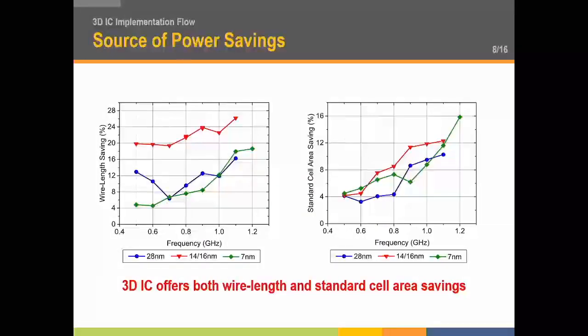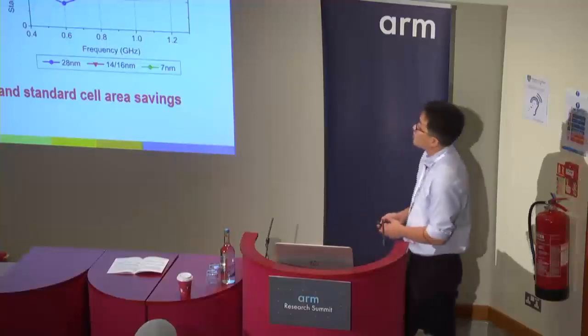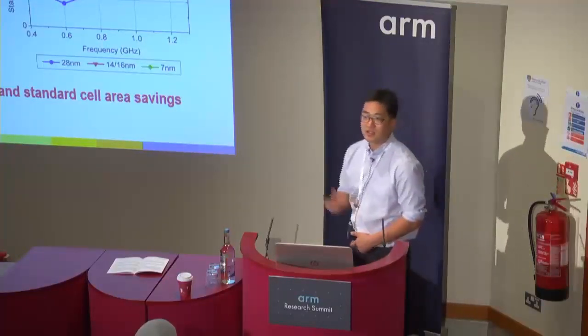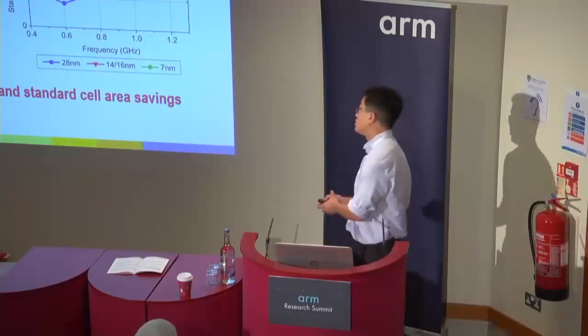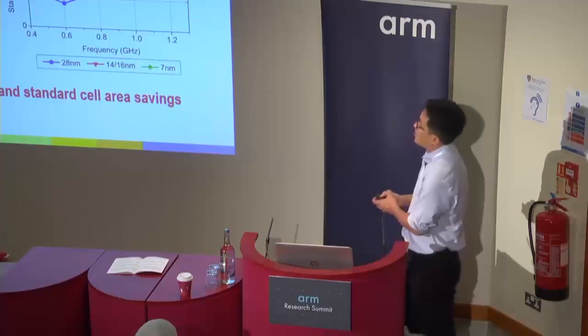The reasons for the power saving are twofold. The first one is wire saving. Because we are using short vertical connections instead of long wires in the XY plane, we can achieve wire length saving as shown in this figure. Because of the wire length saving, the wire load of each cell is reduced. We can also reduce the number of buffers in the design, and utilize lower drive strength cells, so that we can achieve standard cell area saving.